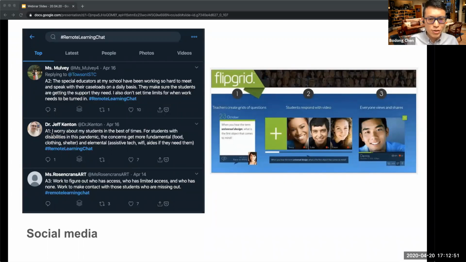So this goes back to the first point I made: how to find a socio-technical system that is aligned with your pedagogical or theoretical thinking on learning. That's very important as well.